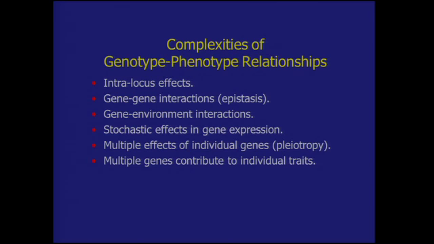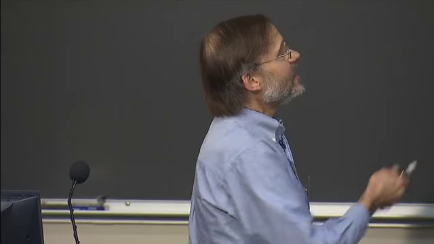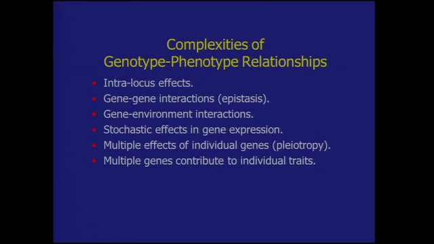Because we're diploid, we have two copies of every locus, and that means we can have an allele from the mother and an allele from the father, and they can sometimes be the same, and that's called homozygous, but sometimes they're different, and that's called heterozygous. And sometimes the impact of a particular allele depends on what other allele it is paired with at a particular locus.